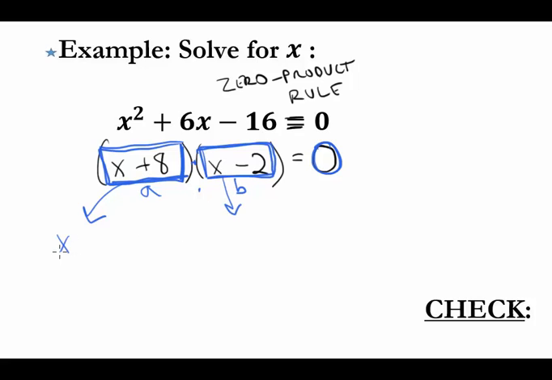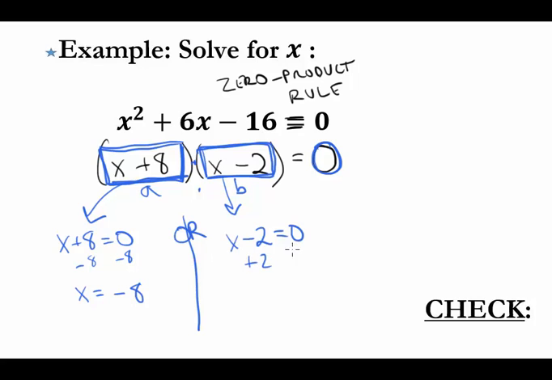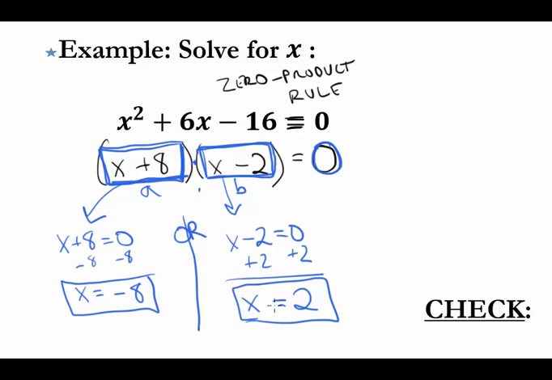So either x plus 8 is equal to 0 or x minus 2 is equal to 0. And this is nice because we can just solve this, right? Subtract 8 on both sides, and we get that x is equal to -8, or add 2 on both sides, and we get that x is equal to 2. So this is interesting. There are two possible solutions, x is equal to -8 or 2. And we can actually take these numbers and substitute them back in to check our work.